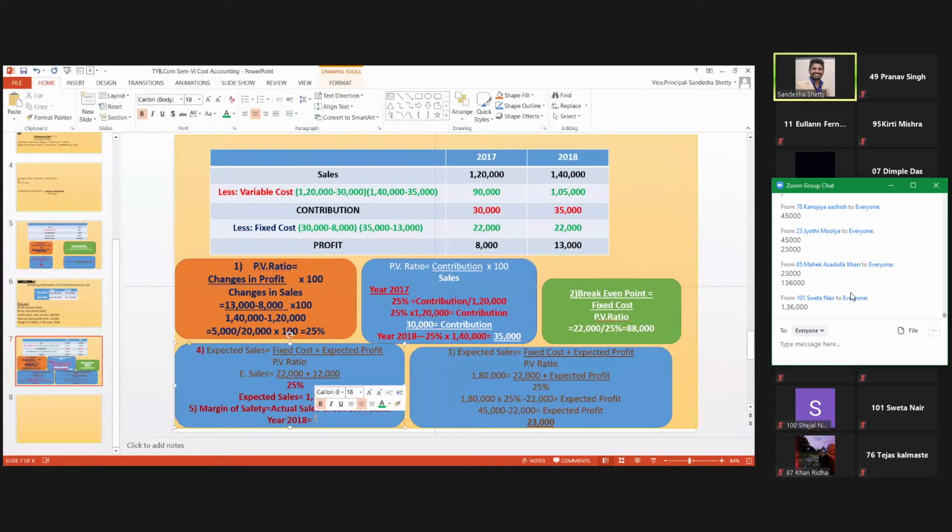Look, what was the actual sale in 2018? The actual sale given in the problem is 1,40,000. Correct. What is the break even sale we have calculated today? That is 88,000. So 1,40,000 minus 88,000, how much? 52,000 is the right answer. So you have answered all the questions.